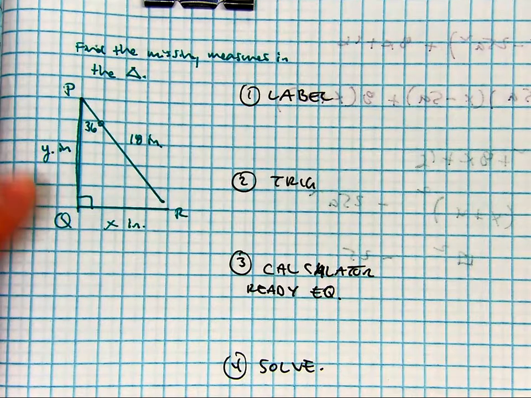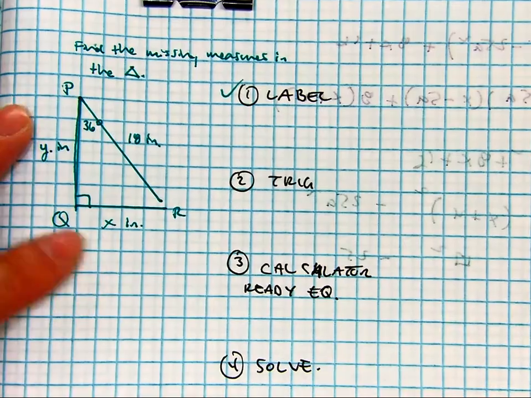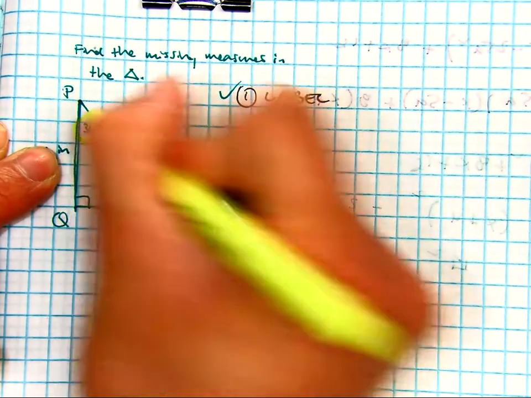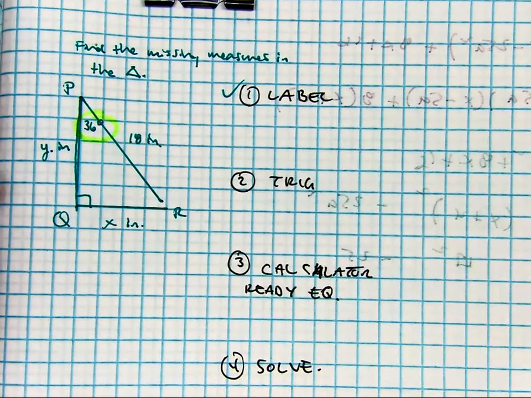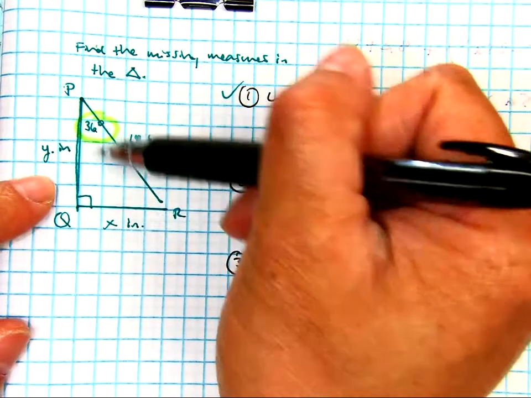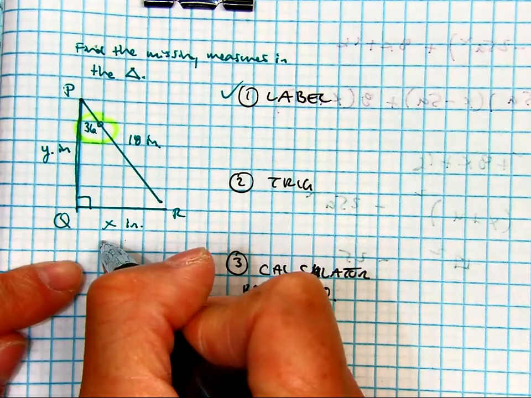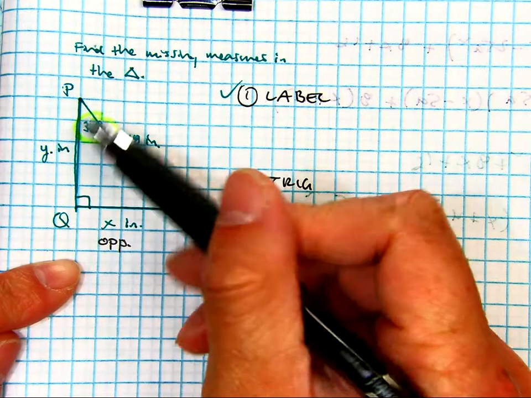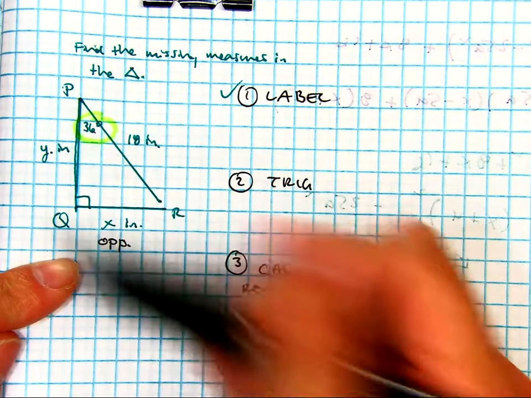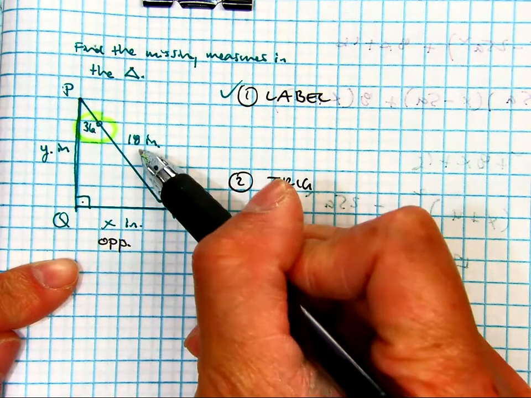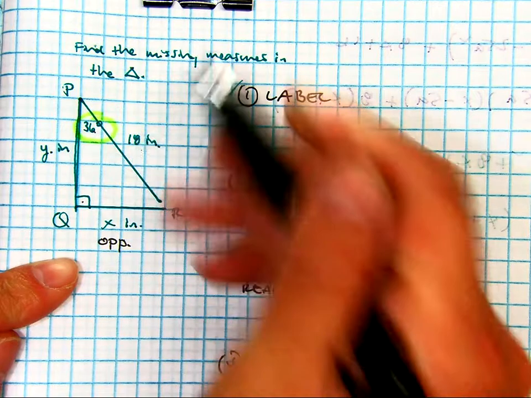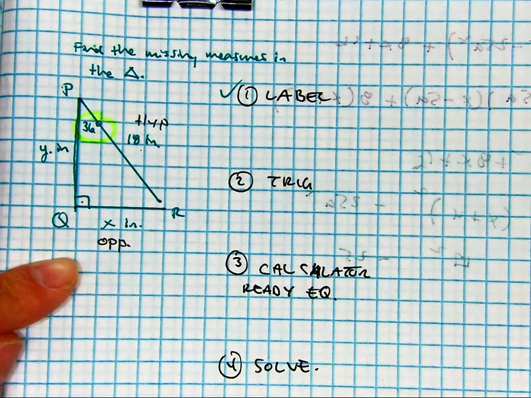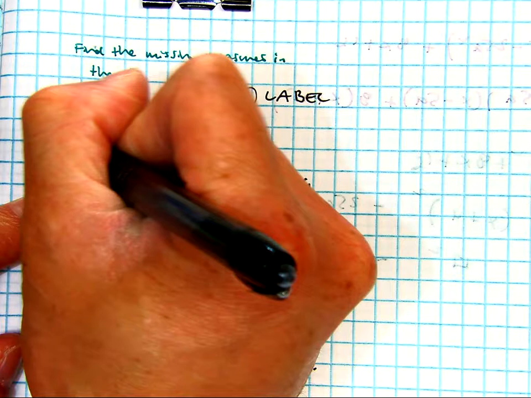The first thing I'm going to do is label. I'm going to highlight my starting point. From here, then I can label the three sides. The first one, class, this one is the opposite. I'm going in this specific order, so I always go the adjacent last. Across from the right angle is the hypotenuse. And then this side is called the adjacent.